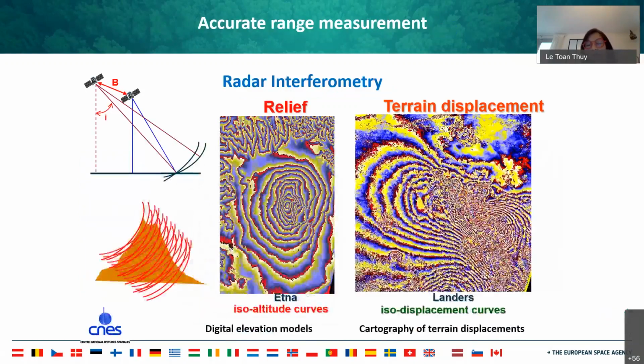And this is also an earlier example of using radar interferometry to get the terrain relief, here the iso-altitude curves of Etna, and then to get the terrain displacement here with the fringes, in order to have a cartography of terrain displacement, like here the base of the volcano.